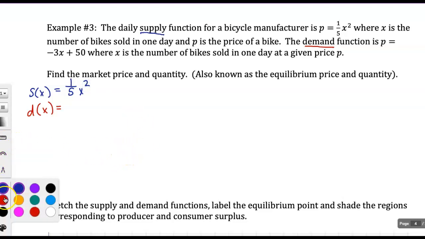And then the demand function, that one is going to have the negative slope because as price goes up, quantity demanded goes down. And as you can see, that's the line right here. So I'm going to rewrite it as D of X equals negative 3X plus 50.